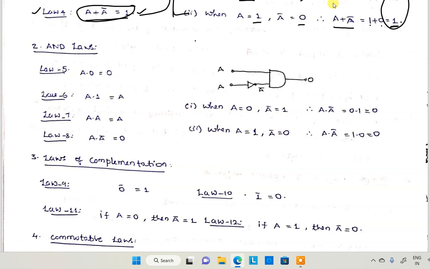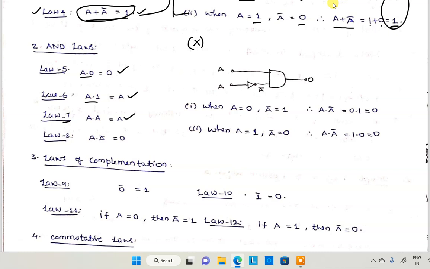AND here represents multiplication, the product. So in this particular case, first, A into 0, A may be 1 or 0, it will be 0 only. A into 1 is A only. For example, if A is 0, you will get 0. If A is 1, you will get 1. So that means the value depends upon this particular product. Next, seventh law, A into A is equal to A only, not A square in this case.